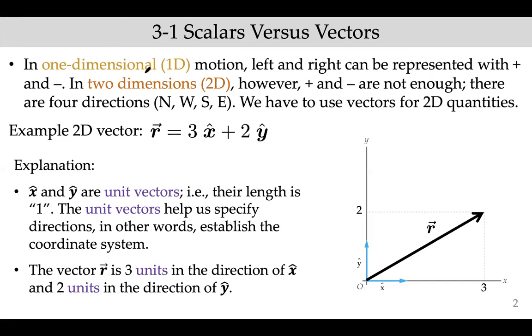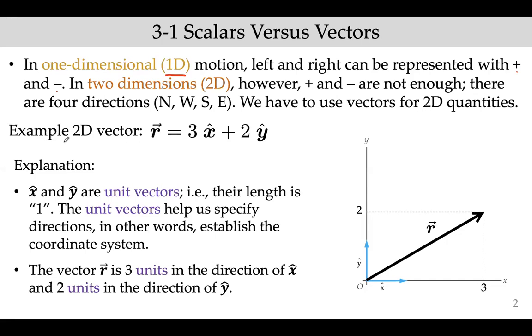In one-dimensional motion, 1D means one-dimensional, left and right can be represented with plus and minus, right? So instead of left, you can say minus, and instead of right, you can say plus. But in two dimensions, plus and minus are not enough. There are four directions: north, west, south, and east. So we have to use vectors for two-dimensional quantities. For example, velocity in two dimensions.